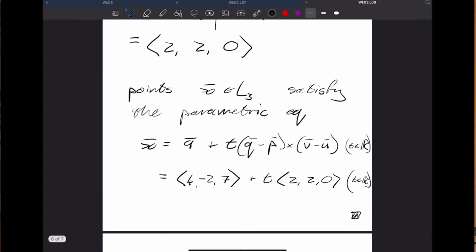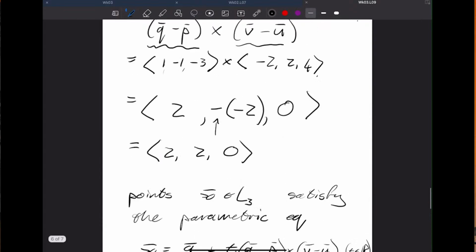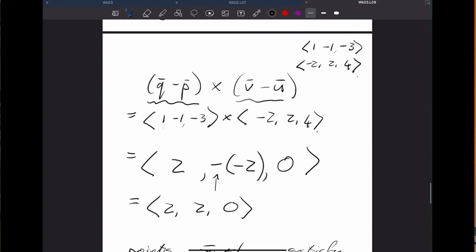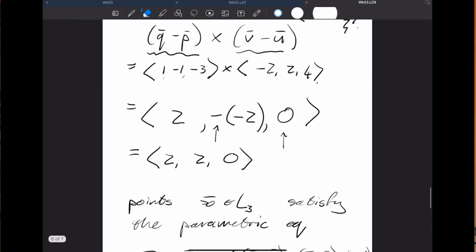Okay, let me take a look at the comments. There is a comment about the final component in the cross product. So let's just double check, cover up the last two. So that is 2 minus 2, which is 0. So minus 2 times minus 1, which is 2. So that is 2 minus 2 is 0. So yes, that one should be 0, and I see some other people confirm that in the comments.